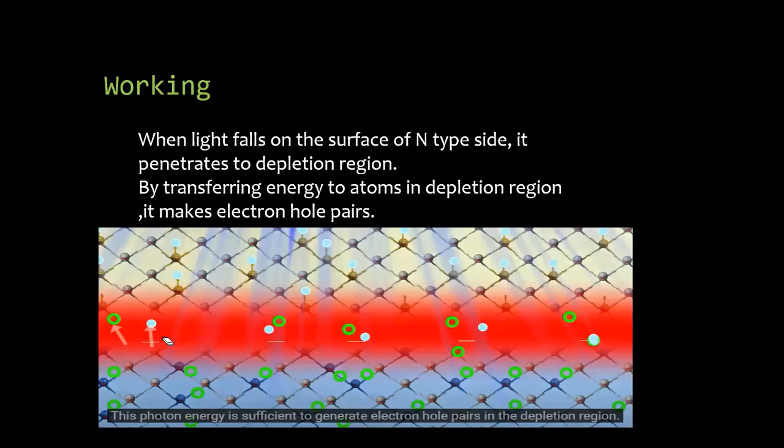Now let's see how the PN junction works in solar cells. When the light falls on the solar panel, it falls on the N-type side, and as it is very thin, it penetrates to the depletion region. The light has photons, which are also called packets of energy. They transfer energy to the atoms, and electron and hole pairs are made. As you can see here in the diagram, the region at the center that is red is the depletion region, and in the depletion region, electron and hole pairs are formed.